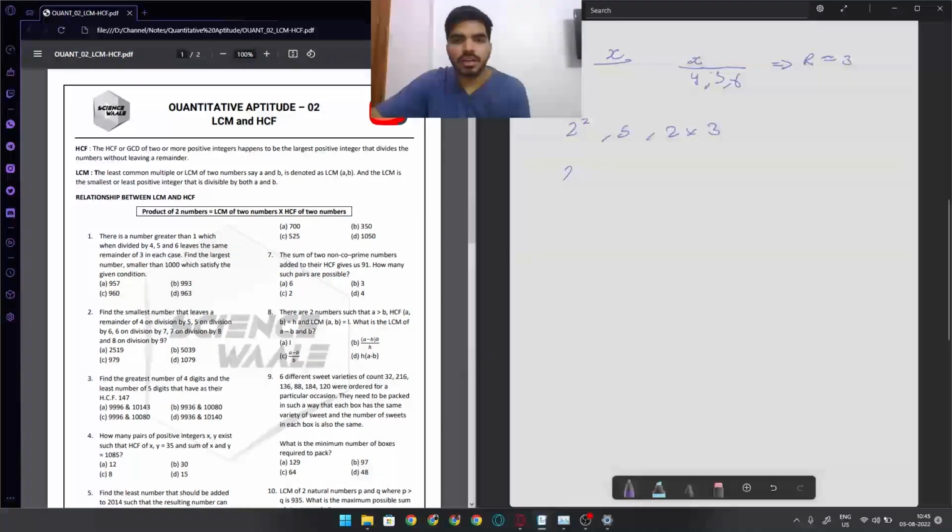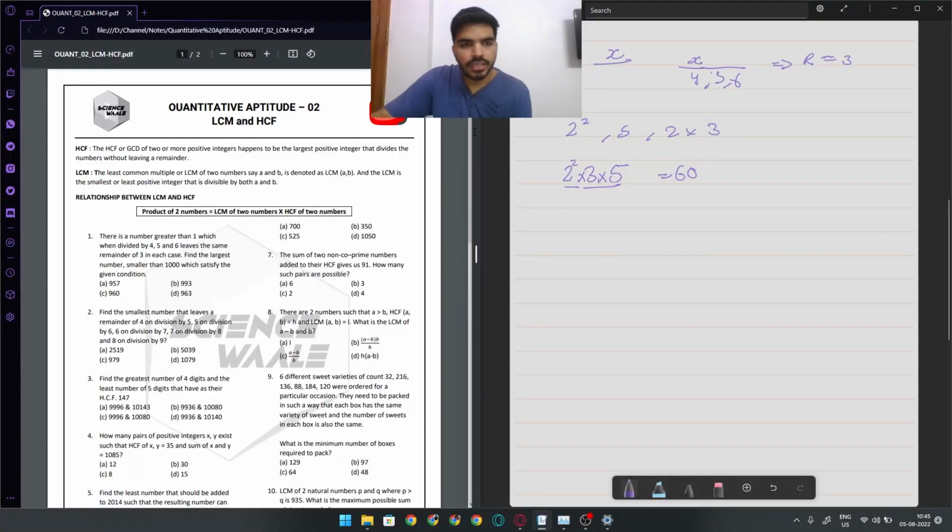What is the maximum power of 2? Now we will write 2, 3, and 5. That is 2 square, multiply by 3, once only, 5, once only. So this is 60. LCM is 60.